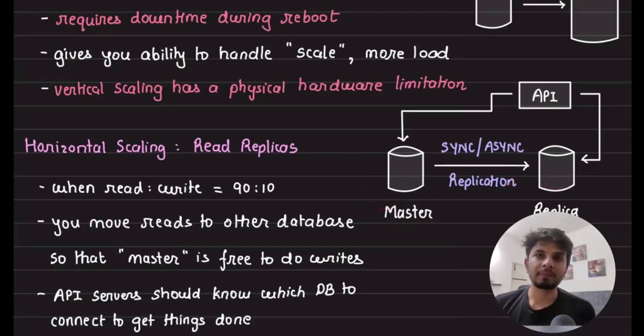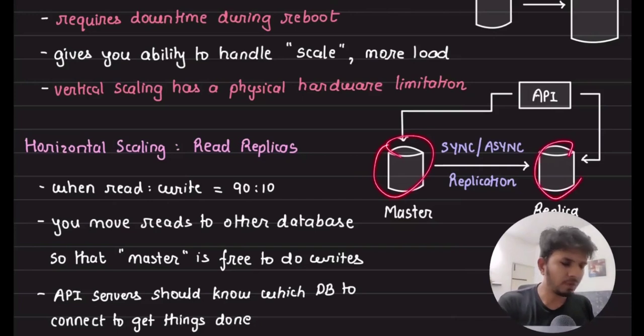Now the next question is, if I have two databases, how would I know that reads need to go to the replica while writes need to go to the master? A very simple way to do this is at your API server level. In the APIs that you write, you create a database connection object, and you typically create a connection with one database. Instead of creating one connection, you create another connection with another database. So instead of one connection object, you have two connection objects, one with the master, one with the replica.